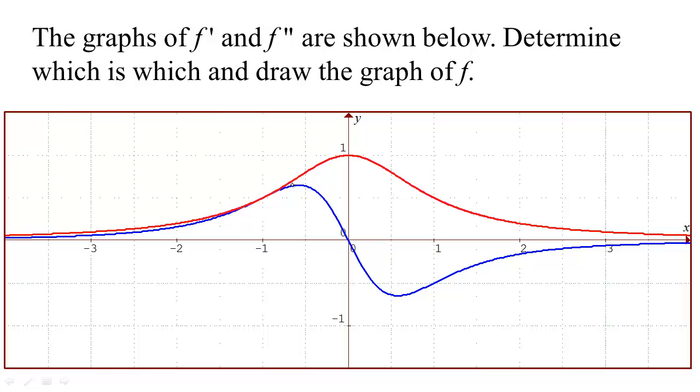In this problem, it's kind of interesting because we have the graphs of the first and second derivatives. We're not told which, so we're supposed to figure it out on our own, and then we're supposed to draw the graph of f. So I'm looking at these. I know that one of them is the derivative of the other.